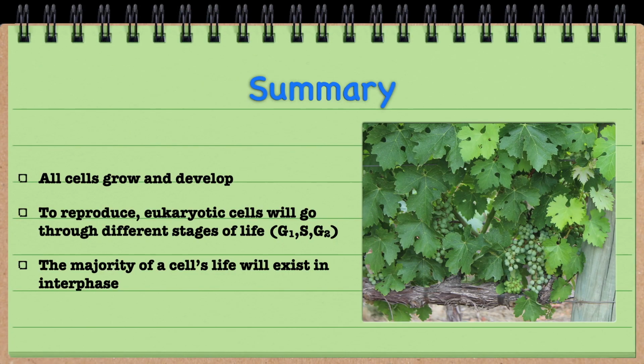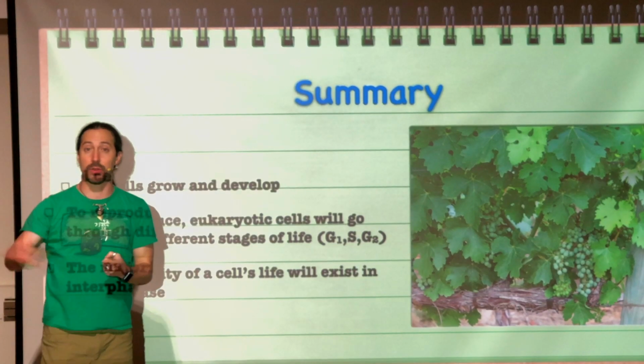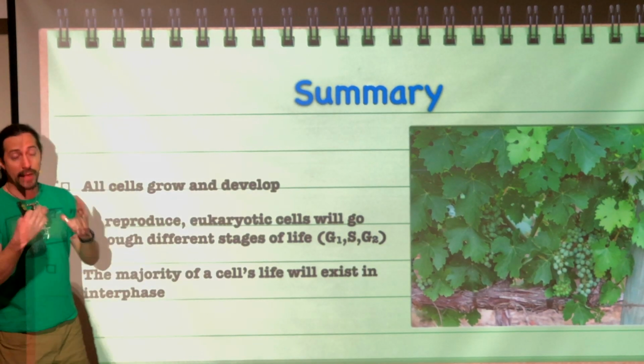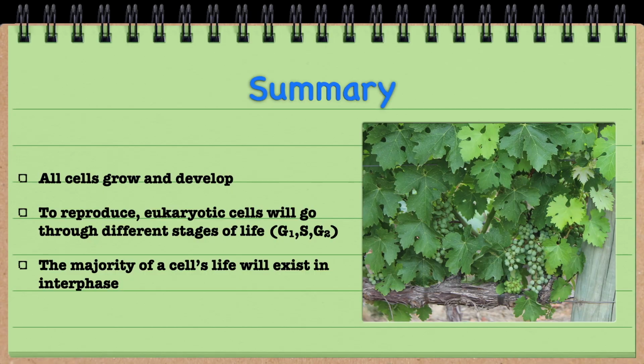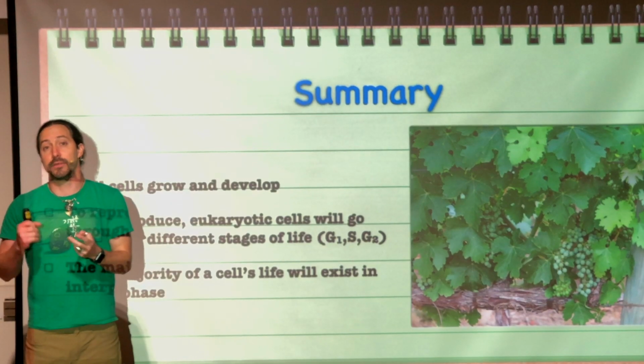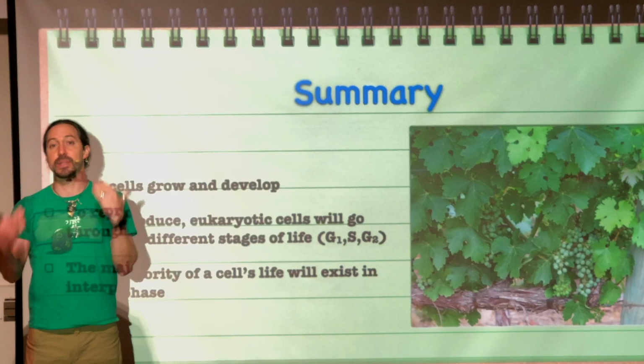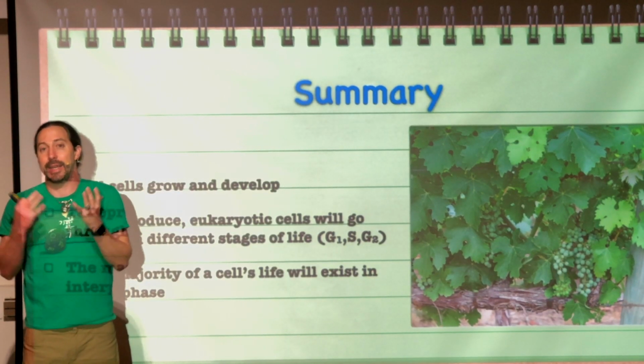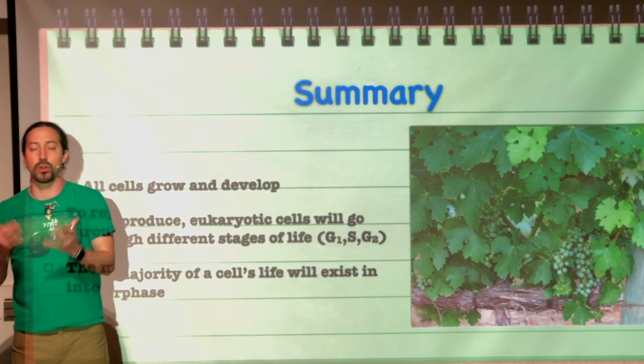So in summary of all of this, all cells are going to grow and develop, and they're going to go through that process called the cell cycle. To reproduce, these eukaryotic cells are going to have to go through gap 1, S, gap 2, and then they're going to have to go through the M phase. The majority of a cell's life is going to be in the phase that we call interphase, where it's growing, developing, maintaining homeostasis, responding to stimuli. All of those processes that make its life exist are going to be taking place during interphase.